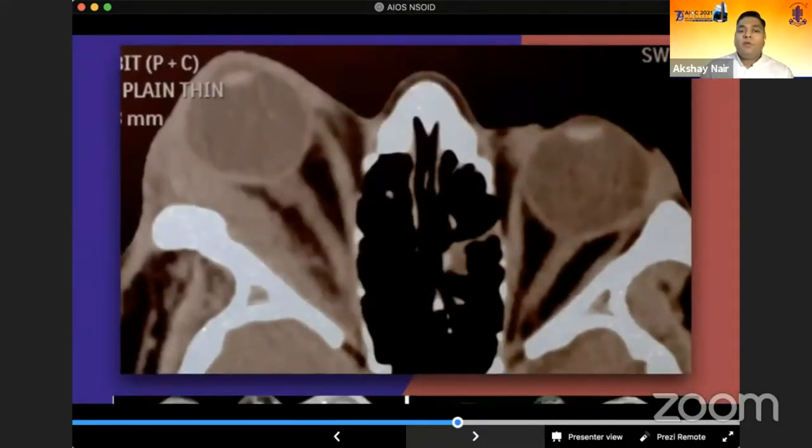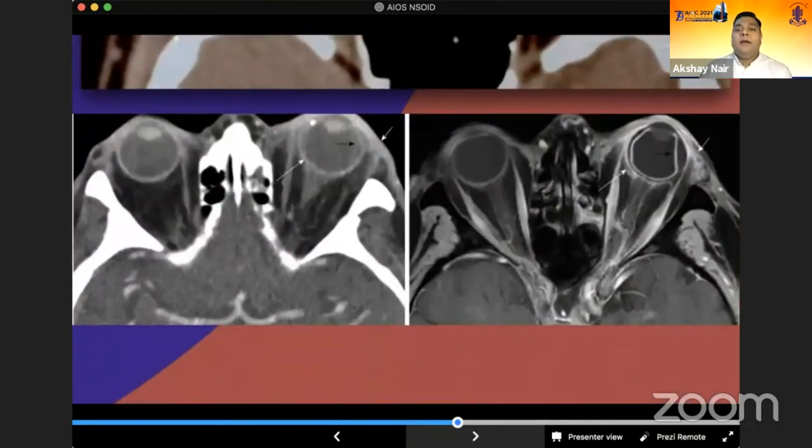This is a patient I'll come to later on, but you can see the amount of thickening of the lateral rectus and inflammation along the lateral wall of the orbit. This again is the same patient who had a CT and an MRI, and you can see the clear delineation of the inflammation in the sclera along with the retinal detachment, and the perineuritis or optic neuritis is very clearly visible.